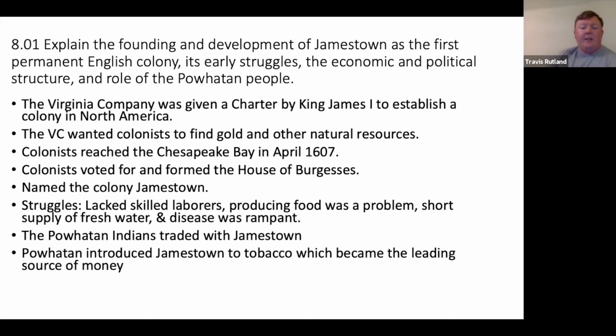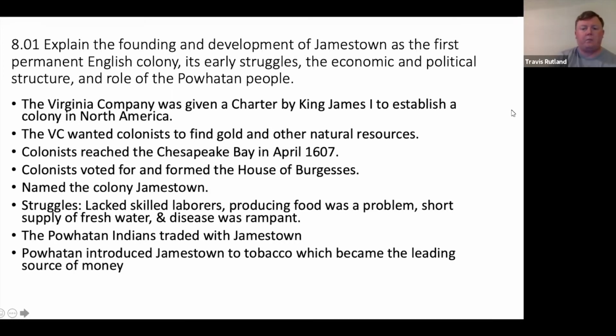Now, Jamestown did have some struggles. They did lack skilled laborers, so nobody really wanted to do the work. Producing food was a problem, and they had a short supply of fresh water, and disease was rampant. Now the Powhatan Indians traded with Jamestown, and they came and helped. The Powhatan introduced Jamestown to tobacco, which became the leading source of money in the Jamestown colony.